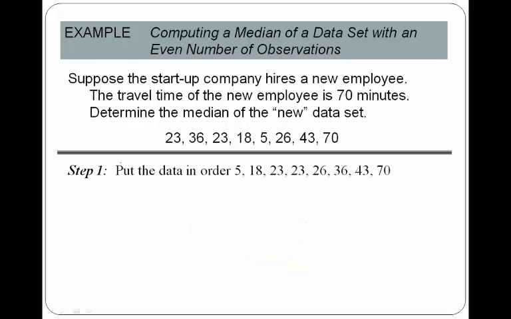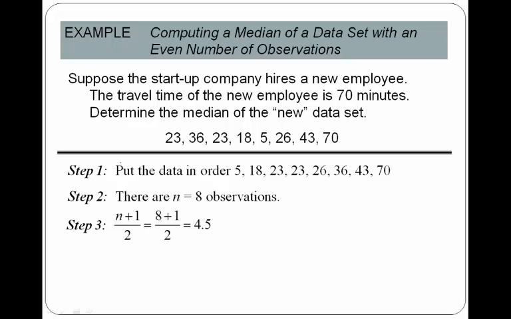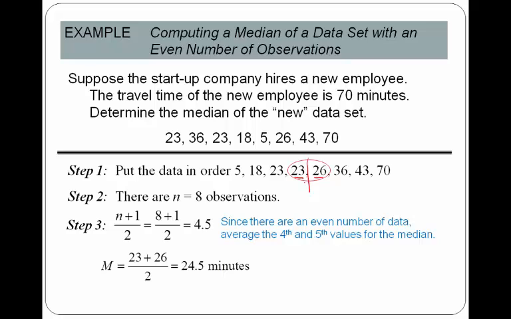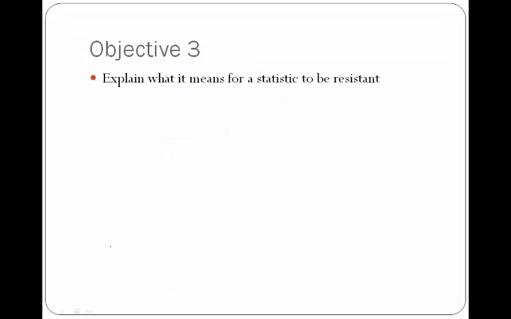Again, we put the data in order. Now there are 8 observations. So if we add 1 to 8 and divide, we get 4.5, which tells us that the median lies between the 4th and the 5th observations. So between 23 and 26, right here, is where the median is going to be. So we need to average 23 and 26. So to average numbers, we add them up and divide by 2, and we find out that the median is 24.5 minutes.